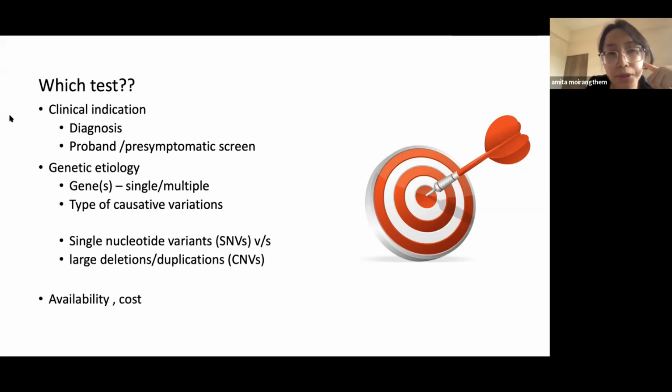By types of causative variations, I mean, is there a point mutation, which is also otherwise known as single nucleotide variations, or is it large deletions or duplications, which are called copy number variations? I'll be explaining this in the next slide. And of course, availability of the test and the cost factor, which are the bottlenecks at present in our clinical practice. So these are some of the basic questions which need to be answered before choosing our test.